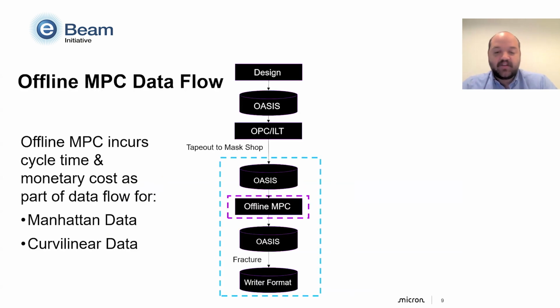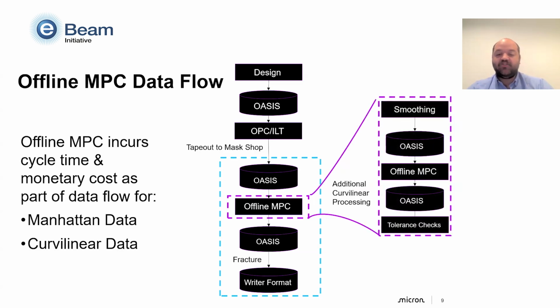This chart represents the data flow at the mask shop. MPC occurs as part of the data flow after fracture. Traditional Manhattan data can be processed through MPC as a single step without additional processing. However, this step does incur cost and complexity. Current Manhattan production EUV patterns take approximately 7 hours of processing on cloud. For those who are unfamiliar, cloud computing is renting space on another company's computer rather than having dedicated on-premises clusters. Curvilinear designs require additional cloud computing steps beyond MPC. Each of these steps will be explored in more detail on the next slide.